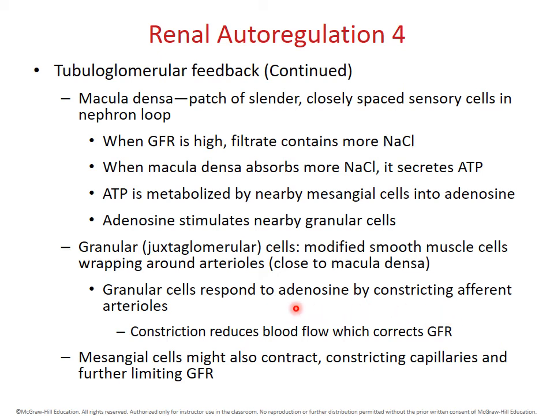Okay? So the mesangial cells, by the way, which again are in between the macula densa cells and the granular cells, also have some contractile ability, which might also affect the flow through the glomerulus. But that's a minor side function. Really, the main mechanism is as we described it.